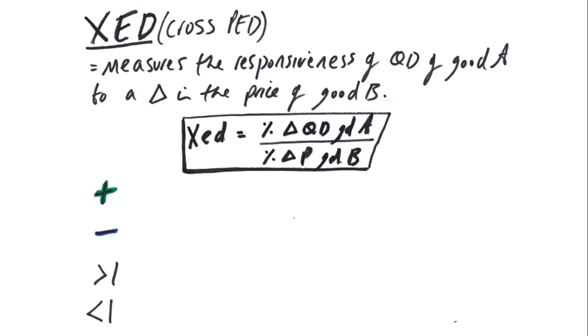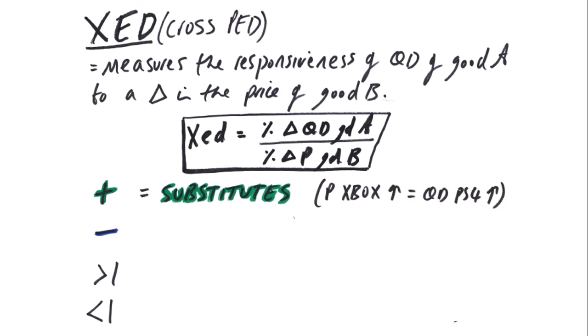So hopefully positive, you remember back to determinants of demand. That means they are substitute goods. So if you look at the formula, if the price of good B goes up, the quantity demanded of good A goes up. So for example, substitutes Xbox and PlayStation 4. If the price of Xbox goes up, more people will move across and buy PS4, and the quantity of PS4 will increase. And then obviously from that, if it's negative, it implies they are complementary goods.